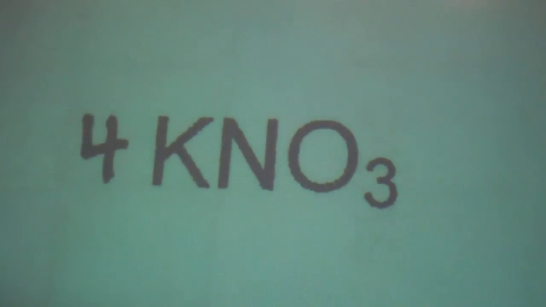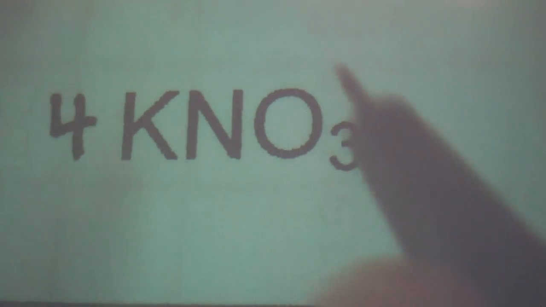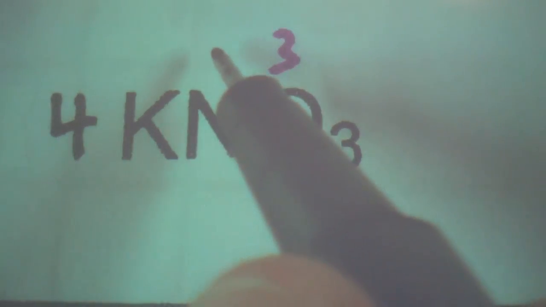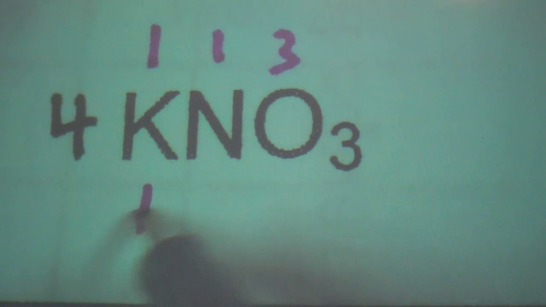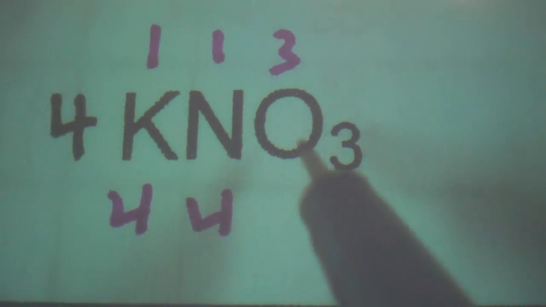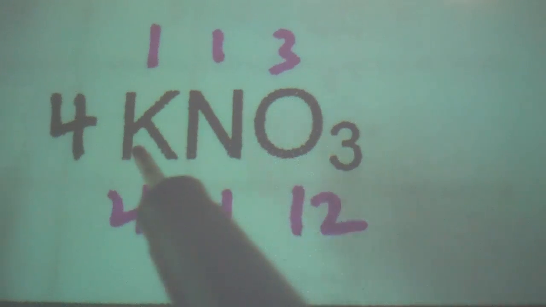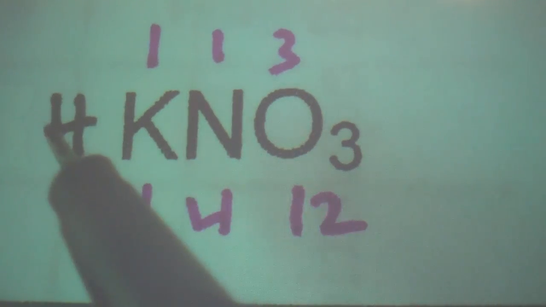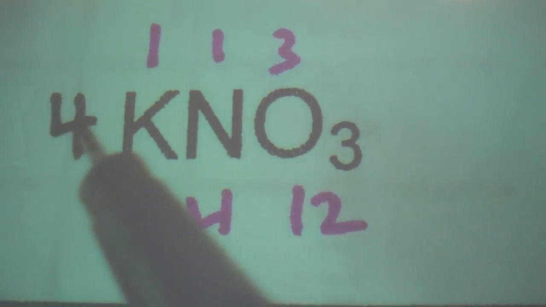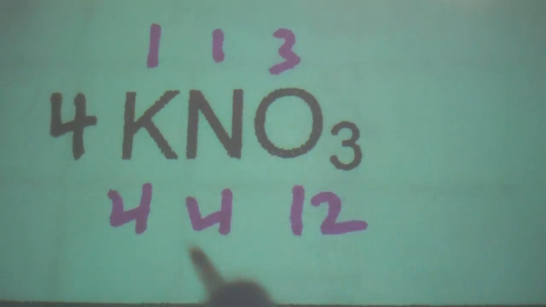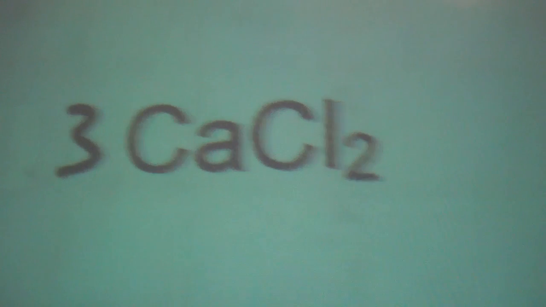Let's go down to the next one. How many O's? 3. N's? 1. K's? 1. Now how many K's? 4. N's? 4. O's? 12. They're doing perfectly. They're working down this way, and when you get to the K, they're multiplying those by 4. 4 times 1, 4. 4 times 3, 12.